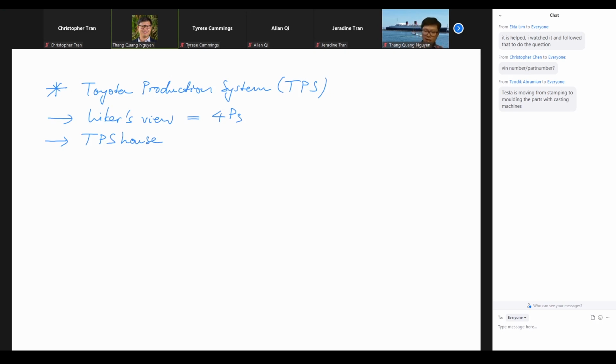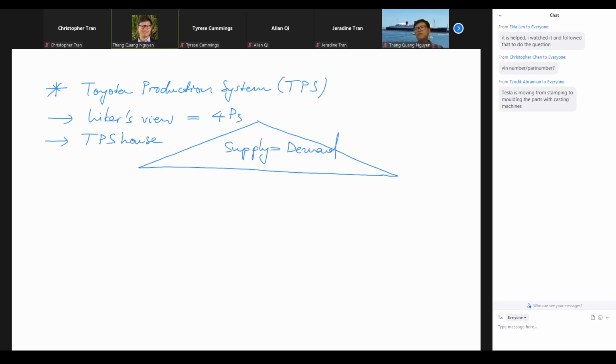So in the TPS house, right, the goal is at the roof right here. We try to match supply with demand. So literally, it means that we try to make supply equal demand. Let me ask you the following question. If we know that in a day we can sell 1,000 cars, then how many cars would you produce? Right? If we know that we can sell 1,000 cars a day, how many cars should we produce?